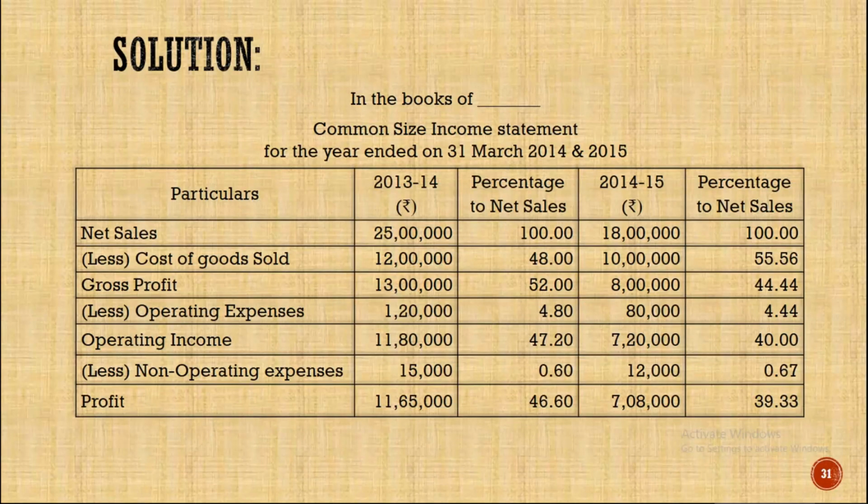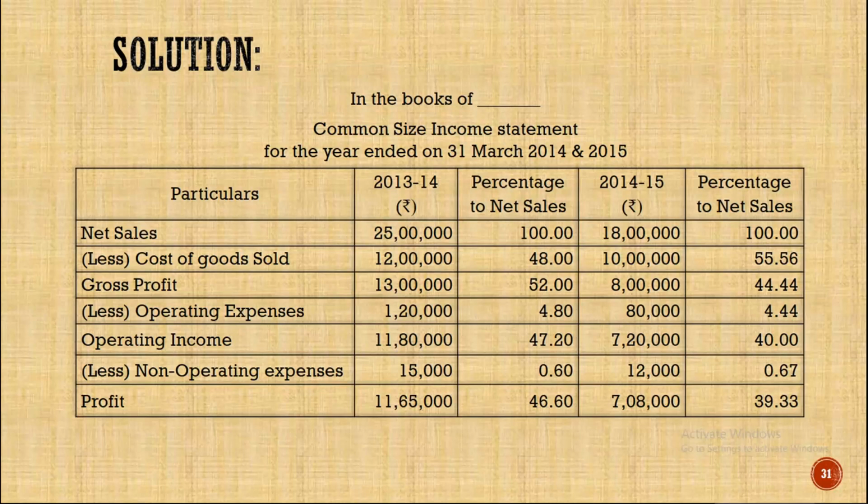So this is the solution. You can see here, as the company's name is not disclosed, we are just writing it as A, in the books of A. Then common size income statement for the year ended on 31st March 2014 and 2015. You can see here the data presented and the procedure followed for preparing this common size statement.